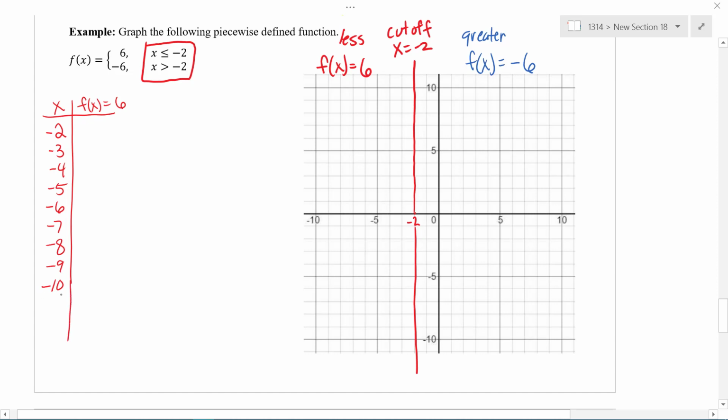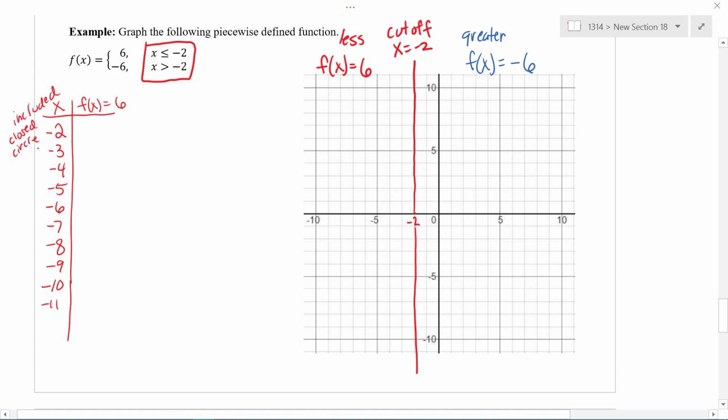Now officially we could keep going to everything that's left of negative 2, but since my graph stops at an x value of negative 10, we can just stop there and put an arrow if we keep going. Is the negative 2 included or not included for that top equation? And it is included. So since it's included, we're going to put a closed circle when we plot this point.